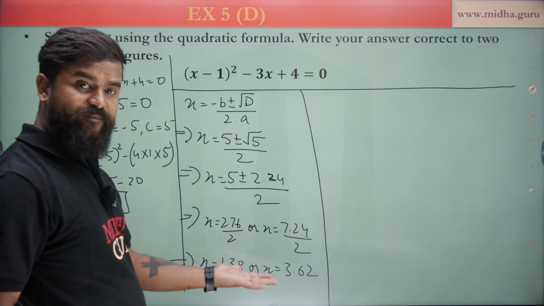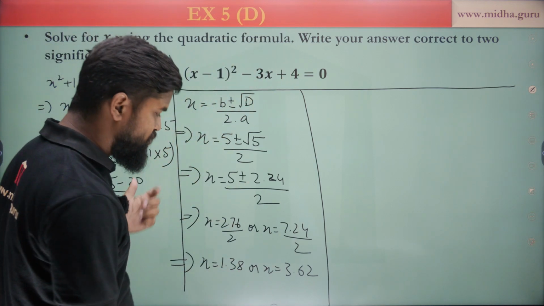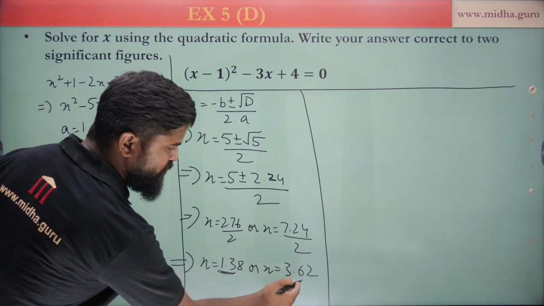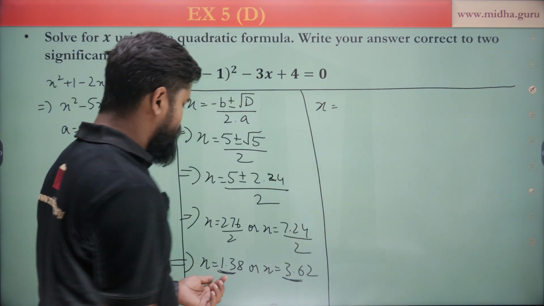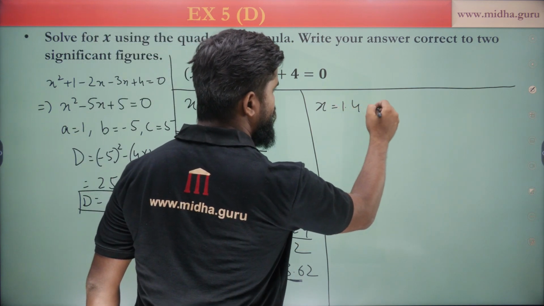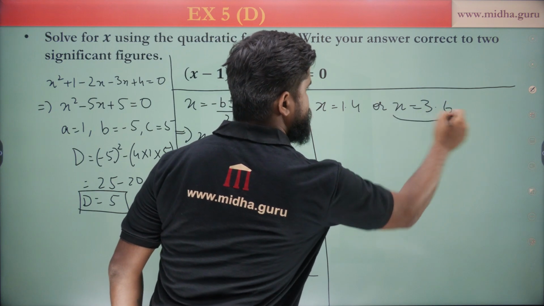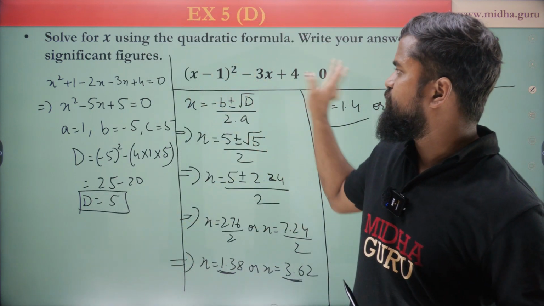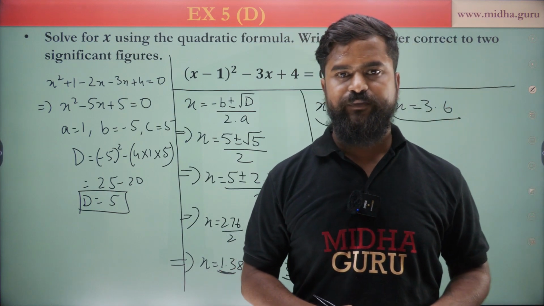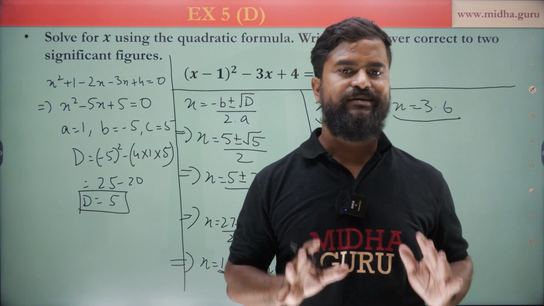Now these answers would have been right by themselves, but since we have to do it correct to two significant figures, we'll round it off to these two digits, as these are two significant figures. So x will be either equal to 1.38, which will become 1.4, or x is equal to 3.62, which will remain as 3.6. So these are the two values for the given equation (x minus 1) whole square minus 3x plus 4 is 0. So let's move on to the next and the last question of this exercise 5D.